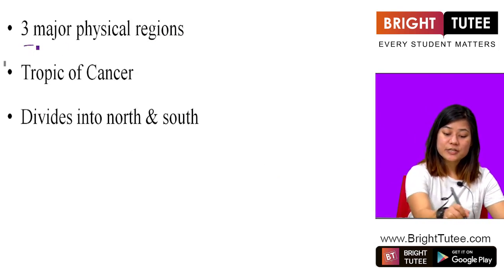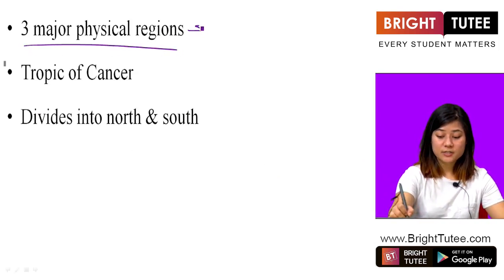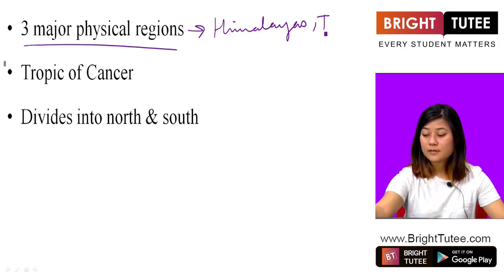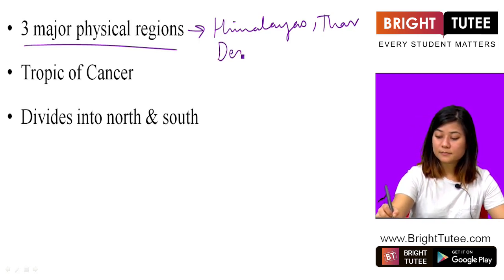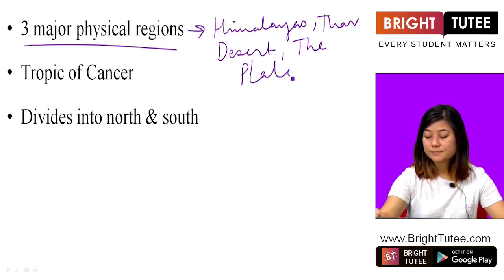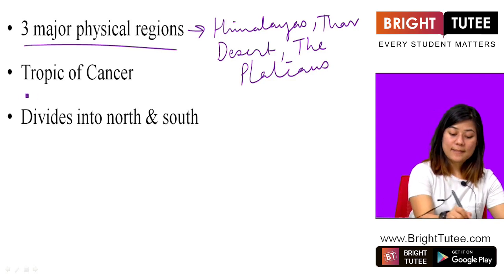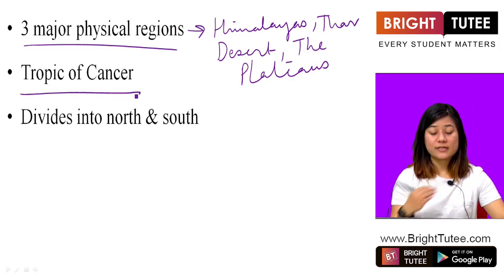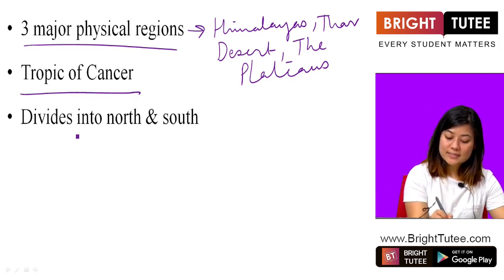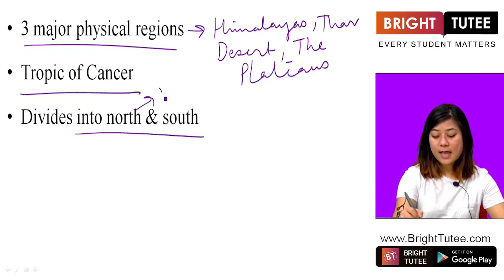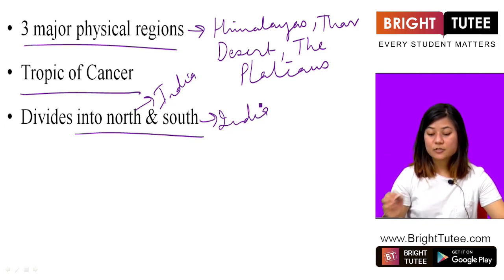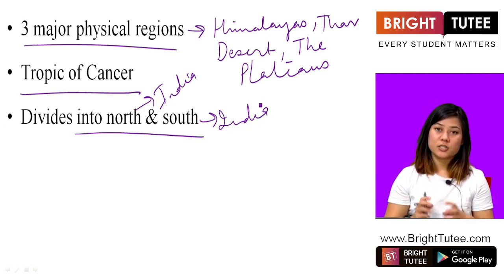And India has three major physical regions: the Himalayas, the Thar Desert, and the plateaus. And the Tropic of Cancer is the latitude that runs through the country, dividing it into two halves. So it divides into North India and South India. All right, so these are the main features of India.